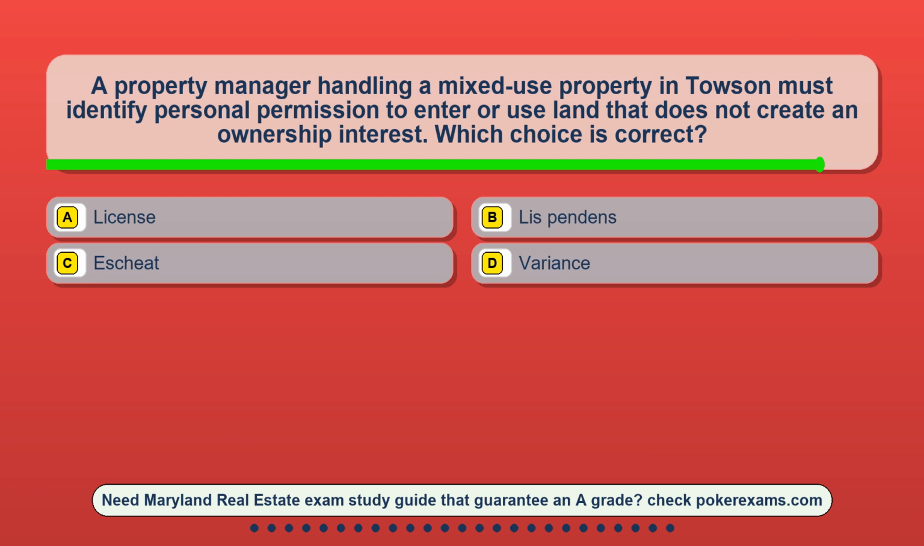Question 16. A property manager handling a mixed-use property in Towson must identify personal permission to enter or use land that does not create an ownership interest. Which choice is correct? Option A, license. Option B, lis pendens. Option C, escheat. Option D, variance.